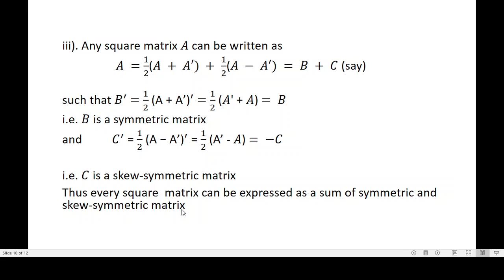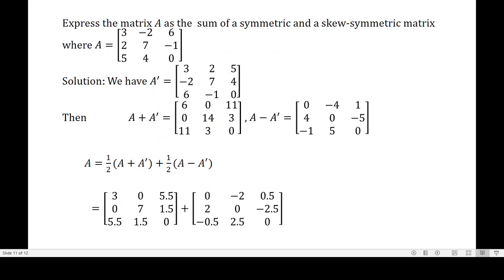Now using this, let us solve a problem. Let us show that any square matrix can be written as sum of symmetric and skew symmetric matrix. Consider the matrix A, which is equal to a 3 cross 3 matrix. Elements are 3, minus 2, 6, 2, 7, minus 1, 5, 4, 0. Problem is to express the matrix A as a sum of symmetric and skew symmetric matrix.